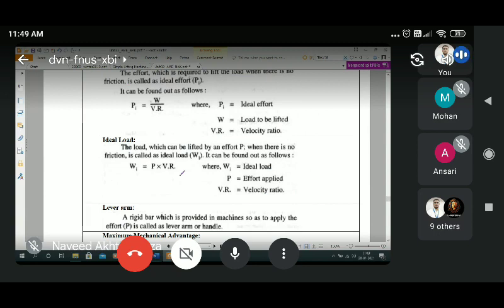So you can see here the ideal load and ideal effort. When there is no friction, that effort is called the ideal effort, and the load lifted in that no friction condition is called the ideal load. So this is the definition of ideal effort and ideal load, and the formula is PI is equal to W upon VR, and WI is equal to P into VR.